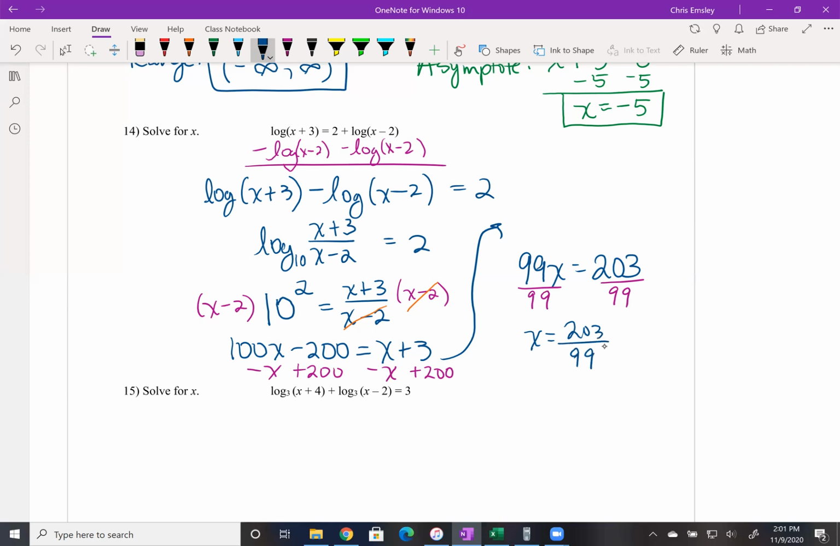Seems like a good answer, but anytime your original equation had logarithms in them, you need to check your answer to make sure this is within the domain of your log.